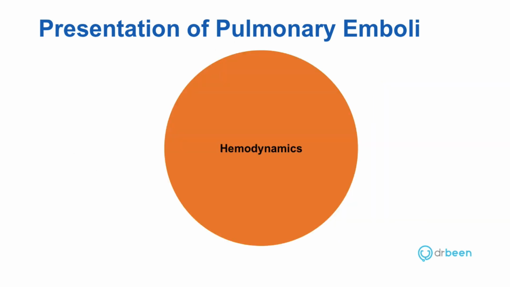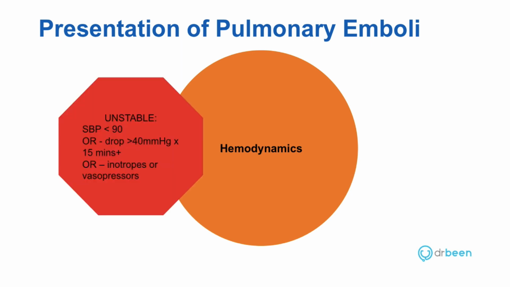You can also describe pulmonary emboli by their hemodynamics, either stable or unstable. Unstable pulmonary emboli are defined by a systolic blood pressure less than 90, or a drop greater than 40 millimeters of mercury over 15 minutes, or requiring inotropes and vasopressors to maintain blood pressure. Unstable pulmonary emboli are also called massive or high-risk pulmonary emboli.